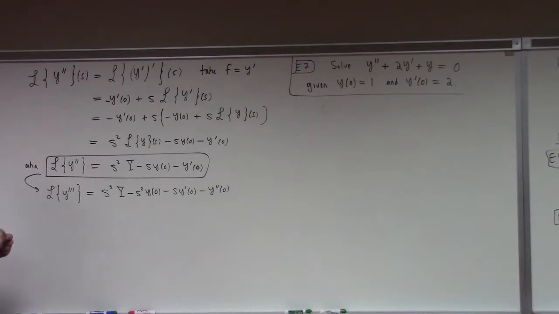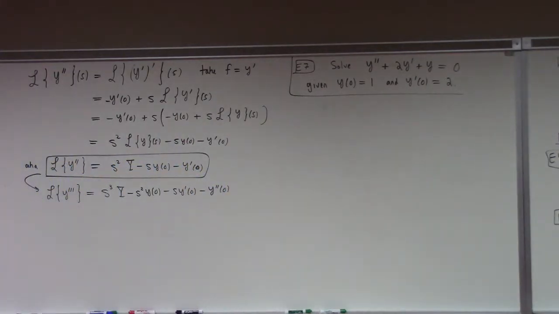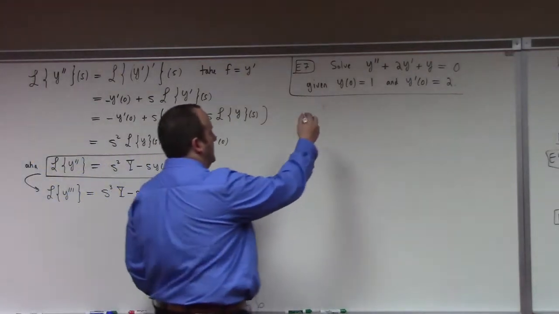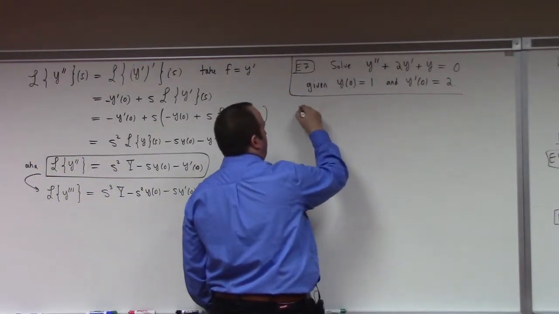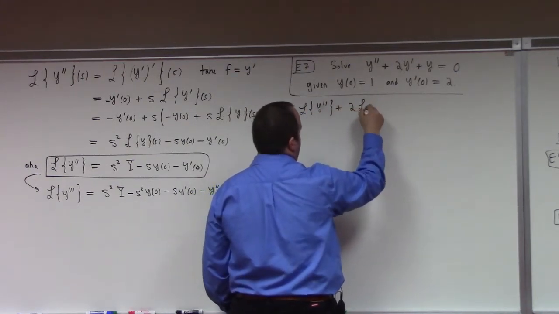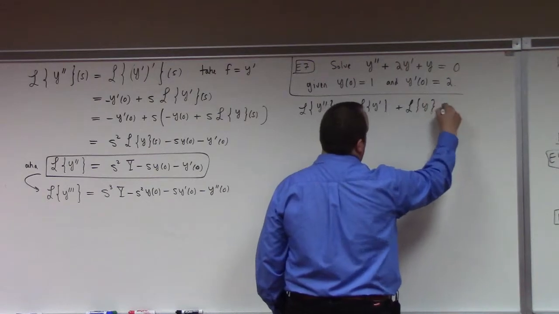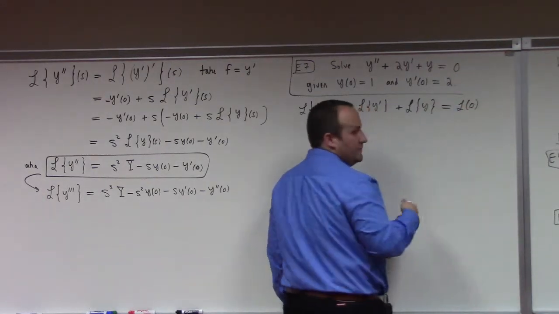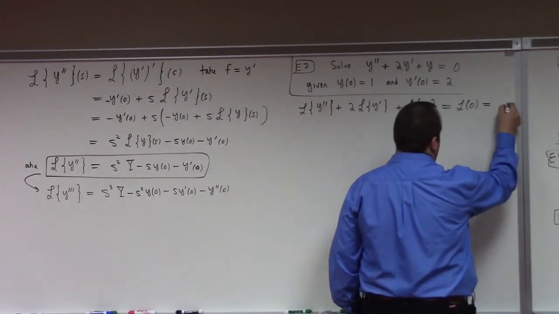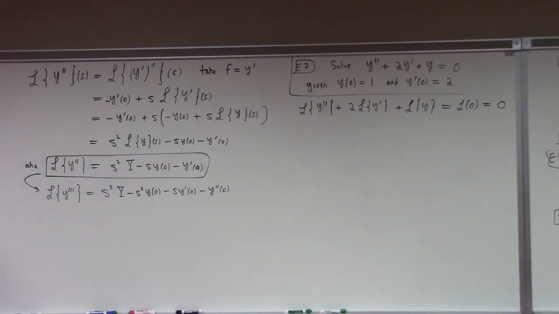So the technique here is we take the Laplace transform of the differential equation. All right? So what's that look like? Laplace transform is a linear operator. So Laplace transform of y prime prime plus 2 times the Laplace transform of y prime plus the Laplace transform of y is equal to the Laplace transform of 0. Well, the Laplace transform of 0, good news guys, is 0. That's pretty easy to see from the definition, right? If you integrate 0 times the exponential from 0 to infinity, you get 0, right?